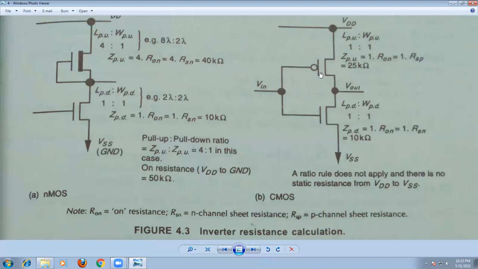Now see, this pull-up transistor is the P-channel enhancement mode transistor, and the pull-down is the N-channel enhancement mode transistor. Now whose ratios are given? 1:1 and 1:1. Sometimes in the examination, they will ask you to find the on resistance of the CMOS inverter. So now just observe the figure, and you know the operation of the CMOS inverter.